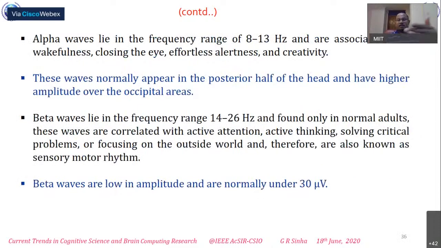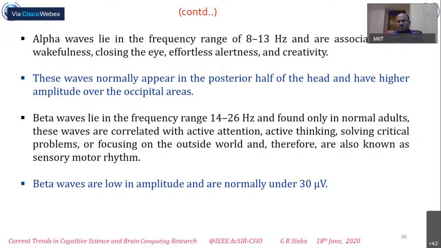Alpha waves, another wave, alpha wave is in the range 8 to 13. We are going in the order towards higher and higher frequency. 8 to 13 associated with wakefulness, when we are awake, closing the eyes, effortless alertness, creativity. So you can see here the alpha wave is a very important wave in order to study, interpret, and understand these activities and mental actions. These waves normally appear in the posterior half of the head and have higher amplitude over the occipital. You have seen occipital is related with vision.